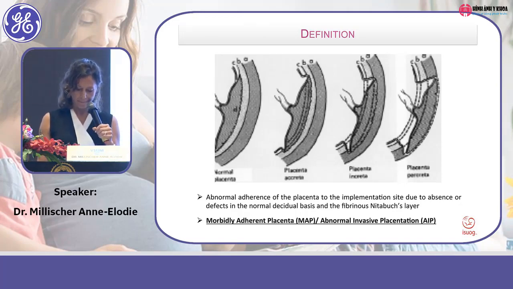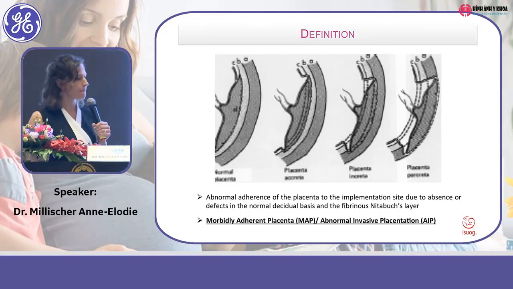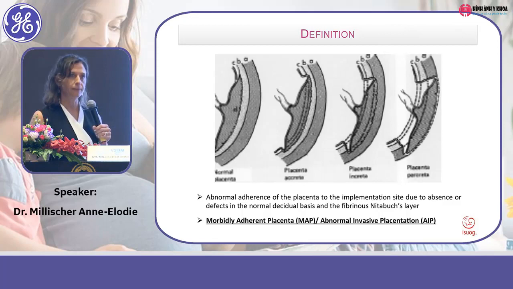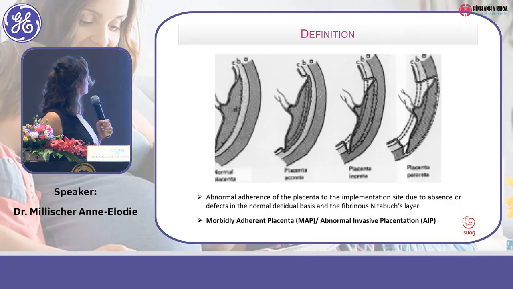Và cái thể nặng nhất trong cái nhau bám chặt đó là cái thể percreta, nó sẽ xâm lấn qua cái lớp thanh mạc và xâm lấn ra tới các cơ quan khác, và thường là sẽ xâm lấn tới bàng quang.